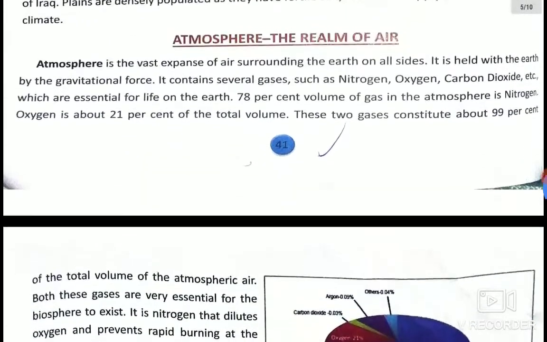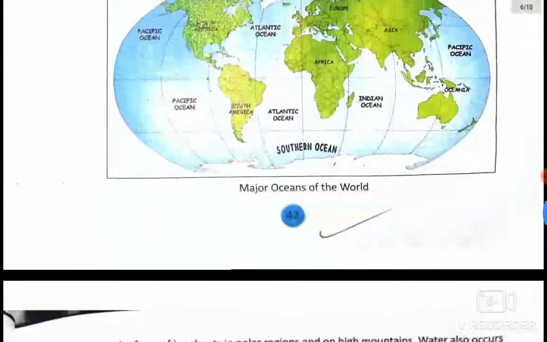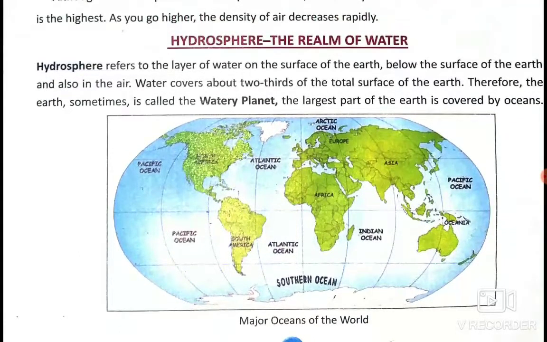Then we discussed the atmosphere, the realm of air, where we studied the composition of gases and their importance. And next we came to the hydrosphere, where we find water not only on the surface of the earth, but also below the surface of the earth, and also in the air. And as the earth is two-thirds covered with water, that's why it's called a watery planet.